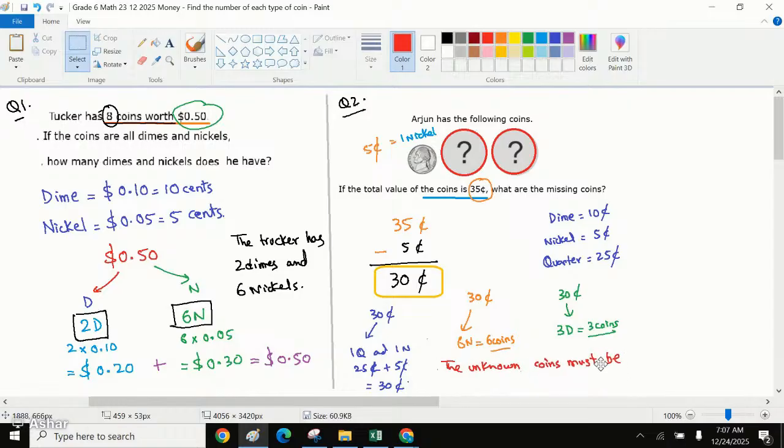1 quarter must be, and 1 nickel. Agreed? That means this coin should be 1 quarter and this coin should be 1 nickel. So that Arjun has a total of 3 coins, right? That means he has 2 nickels and 1 quarter for 35 cents.